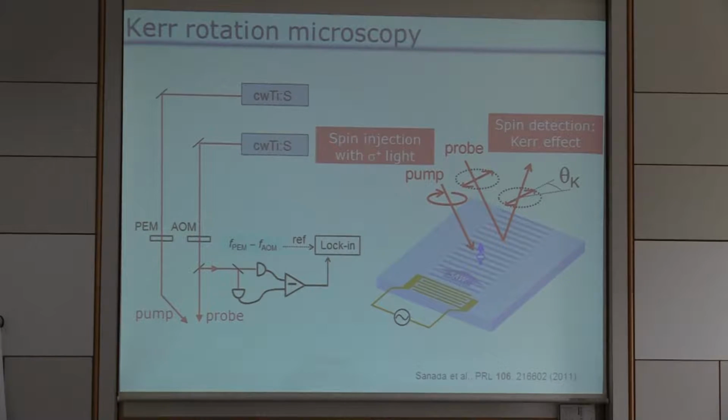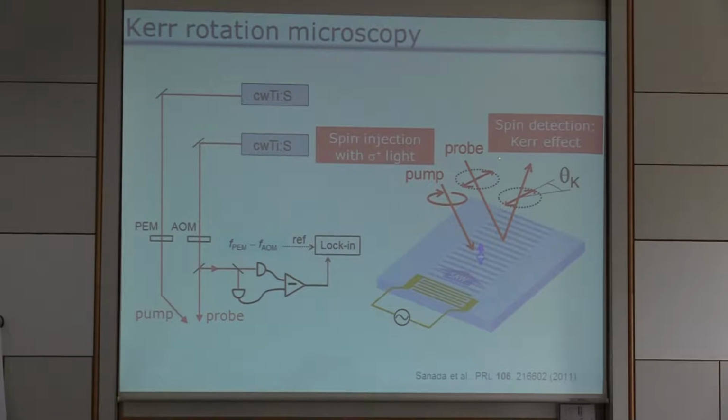Okay, and this is how we detect the magneto-optical effect. We use a CW Ti:sapphire laser, or sometimes we use pulsed lasers and delay lines for measuring with the pump and probe method. This is a photoelastic modulator, which modulates the polarization of the pump beam between right circular polarization and left circular polarization. This polarization excites spin-polarized electrons at a certain position of the sample.